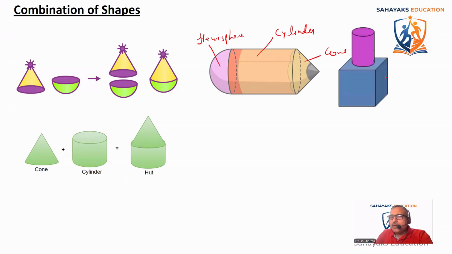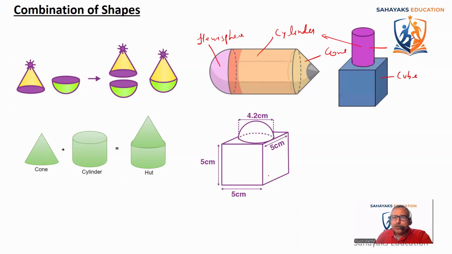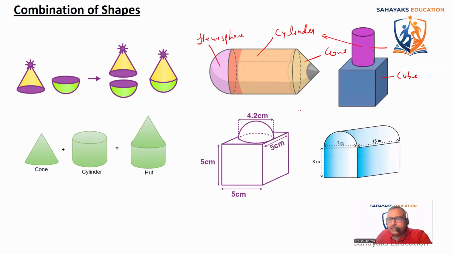Now there could be a cube, and on top of it they added a cylinder. I just write it as a cylinder. There could be a cube, and then on top of it is a hemisphere. Then again, we have a half of a cylinder. This is a half cylinder, and this is a cuboid.